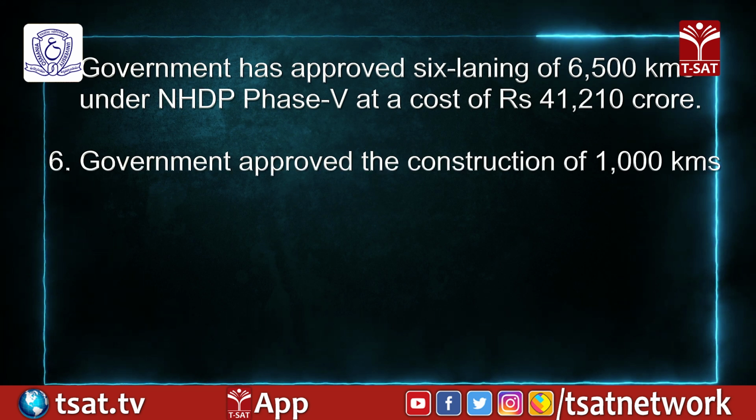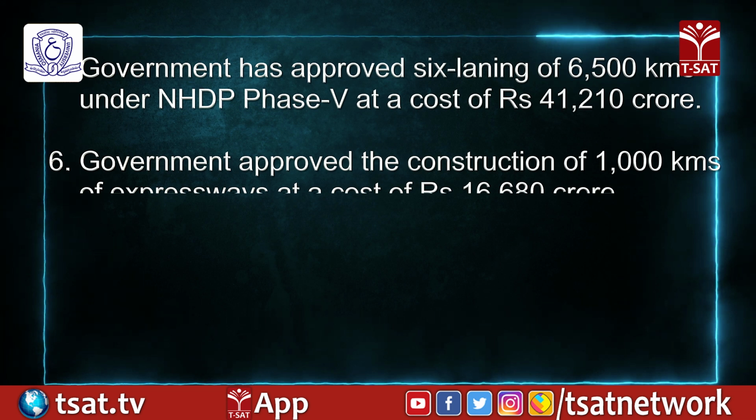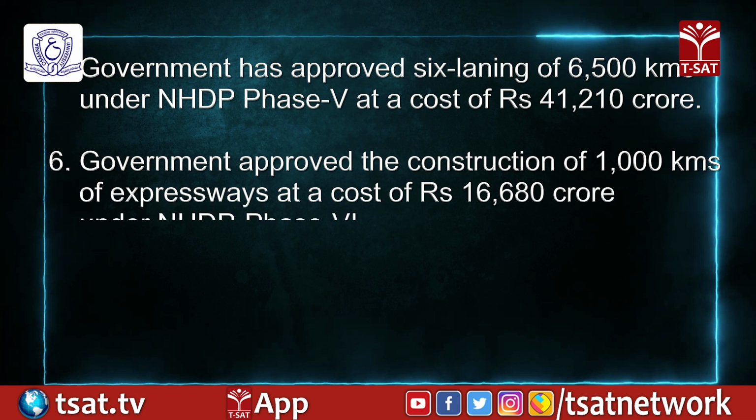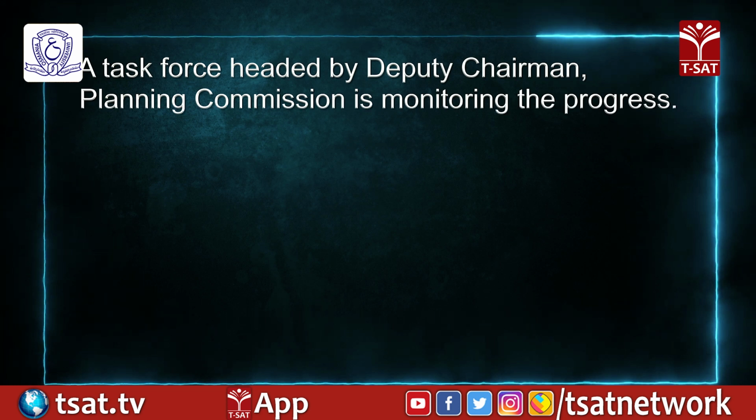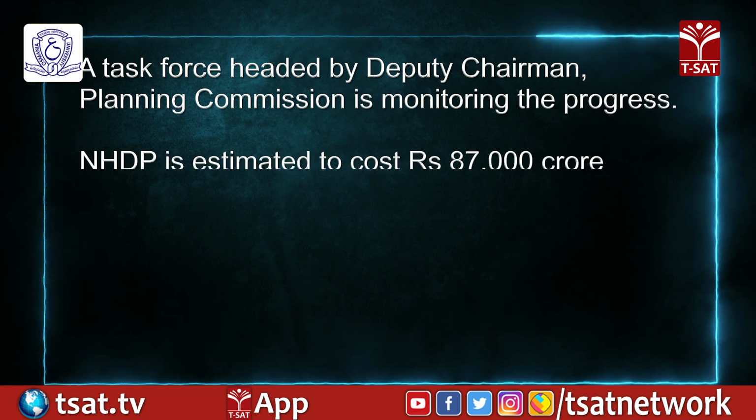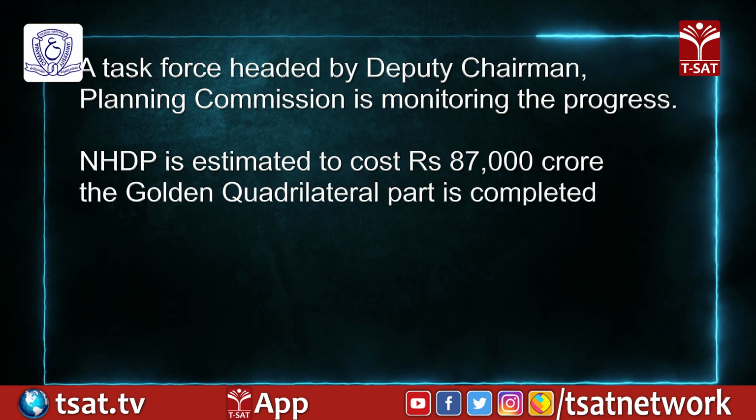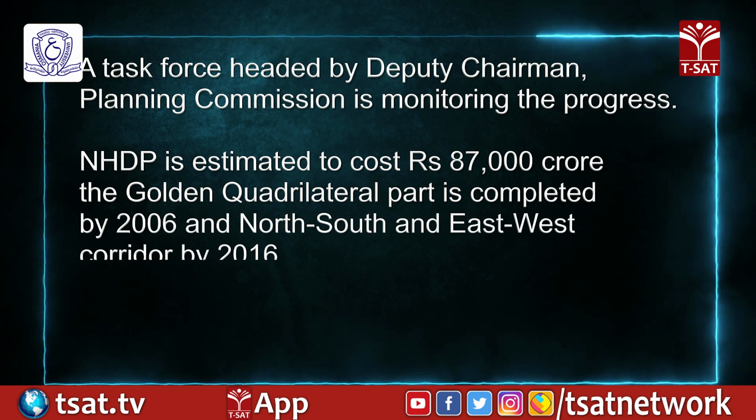The fifth one is that the government has approved 6 laning of 6,500 km under NHDP Phase 5 at a cost of rupees 41,210 crore. And the next is that the government approved the construction of 1,000 kilometers of expressways at a cost of rupees 16,680 crore under NHDP Phase. A task force headed by the Deputy Chairman, Planning Commission is monitoring the progress. NHDP is estimated to cost rupees 87,000 crore. The Golden Quadrilateral part is to be completed by 2006 and the North, South and East, West corridors by 2016.